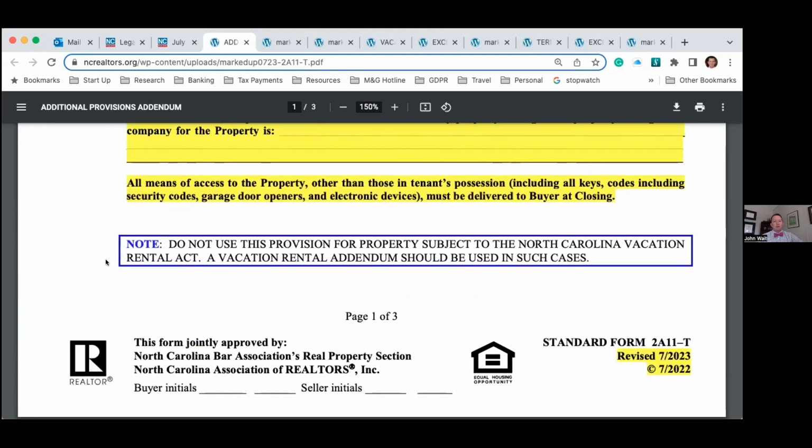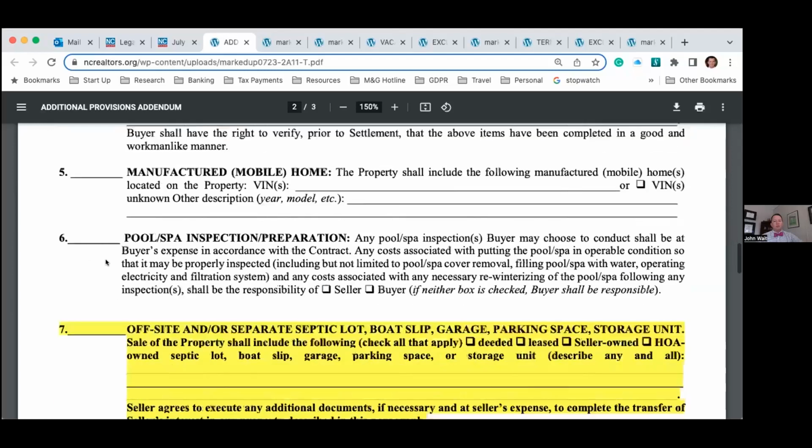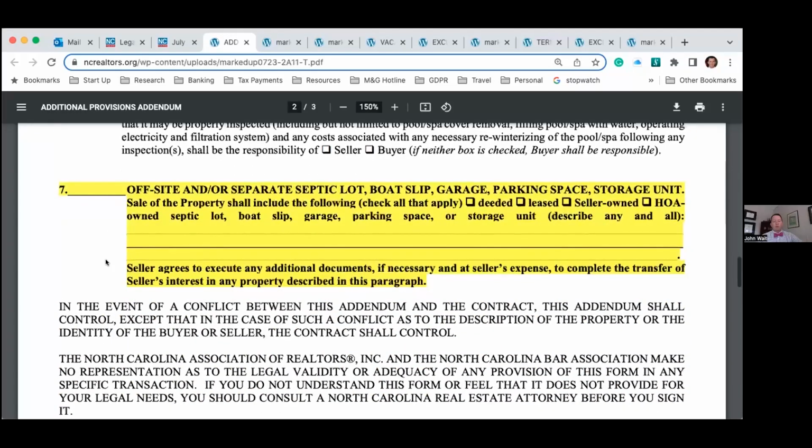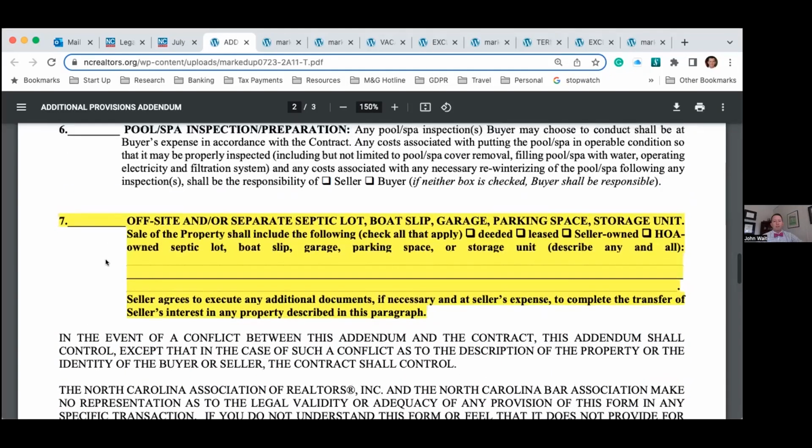Also access right here. Scroll down, and here we are. We have a new paragraph 7, the additional provisions addendum, to talk about off-site and/or separate septic lot, boat slip, garage, parking space, storage unit, things of that nature. And here you can check whether it's deeded, leased, seller owned, or HOA owned.